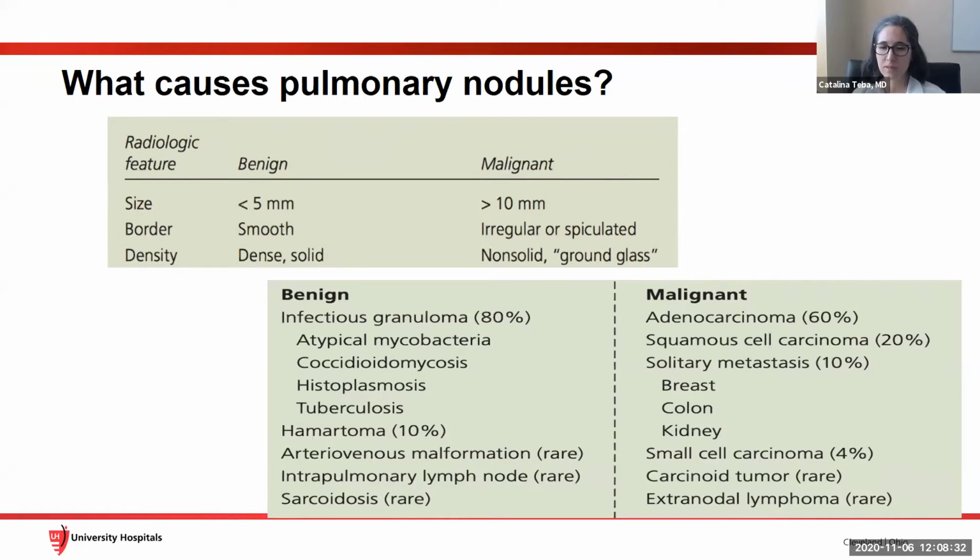Malignant causes, there are different cancers that can cause lung nodules. Adenocarcinoma, very common cause of them. Squamous cell, metastases can be a cause. Carcinoid, lymphoma, and less common, small cell.